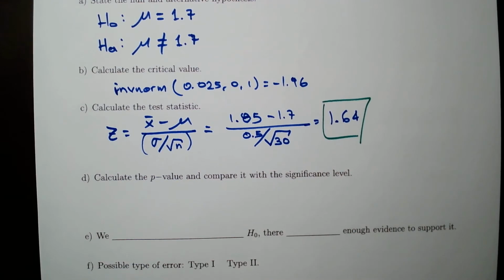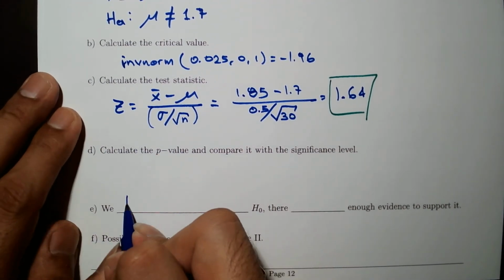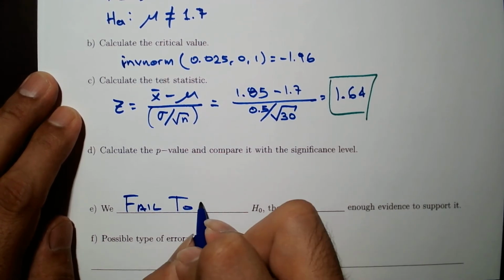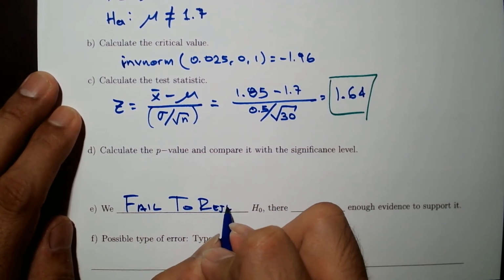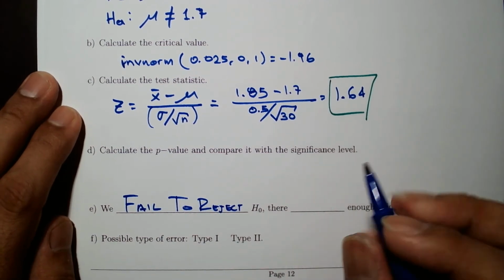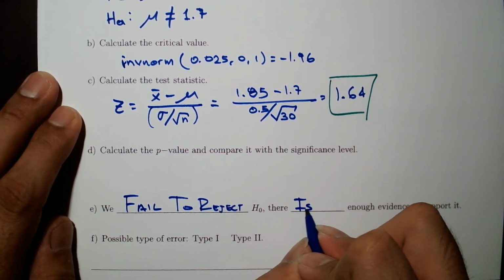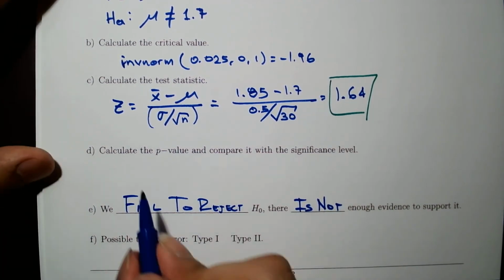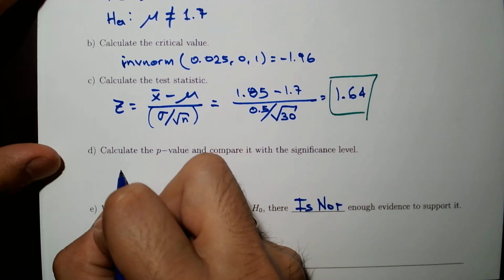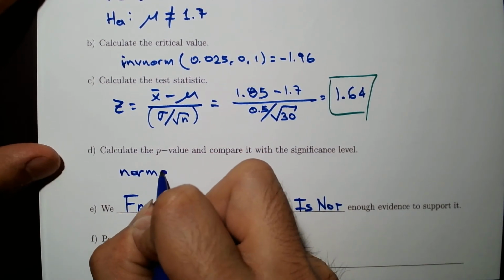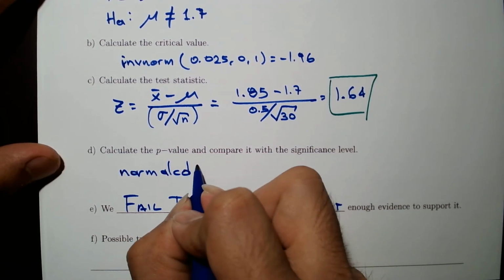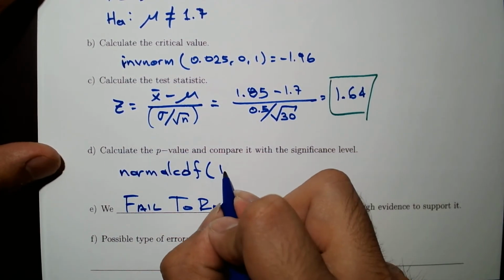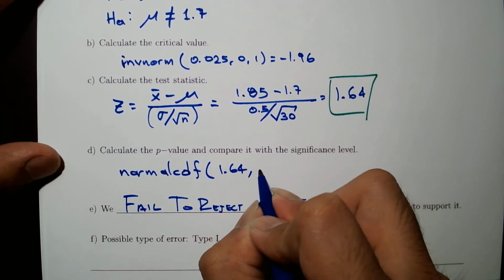Okay, so in this case, we fail, epic fail, to reject the null hypothesis. There is not enough evidence to support it. So let's do it the p-value way. Normal CDF of, in this case, I'm going to say 1.64 and big.